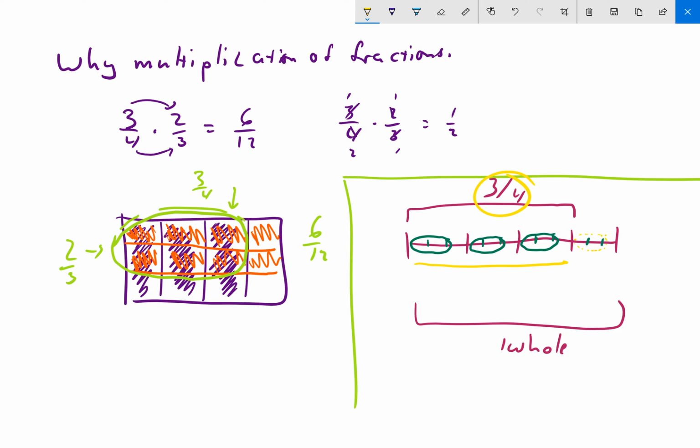See? And so now if I count them, I have 1, 2, 3, 4, 5, 6. But in all actuality, I should have 1, 2, 3, 4, 5, 6, 7, 8, 9, 10, 11, 12. 6 out of 12. Which is why 3/4 times 2/3 is 6/12. It's 2/3 of the 3/4. 1/4, 2/4, 3/4.